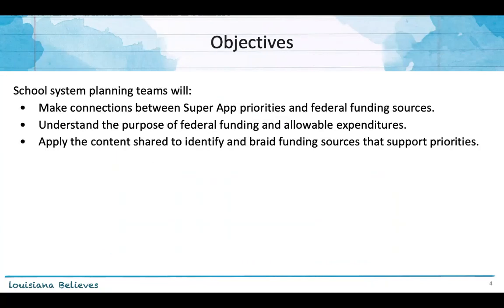Our objectives for today are threefold. School systems will 1. Make connections between Super App priorities and federal funding sources. 2. Understand the purpose of federal funding and allowable expenditures. And 3. Apply the content shared in today's presentation to identify and braid funding sources to support school system priorities.